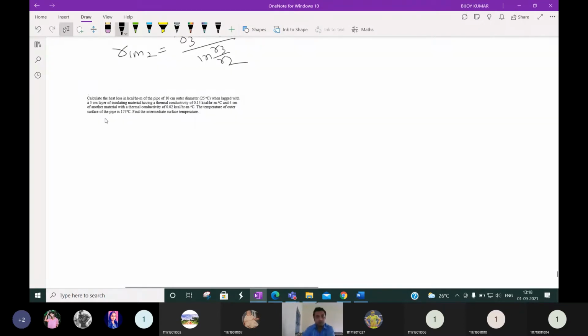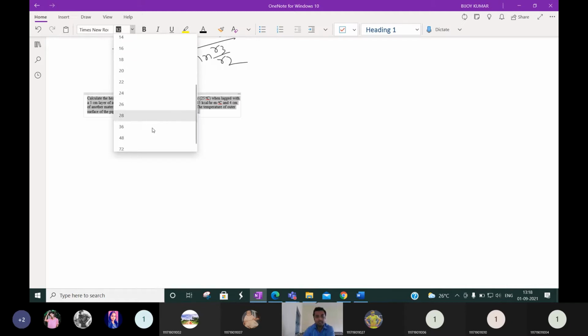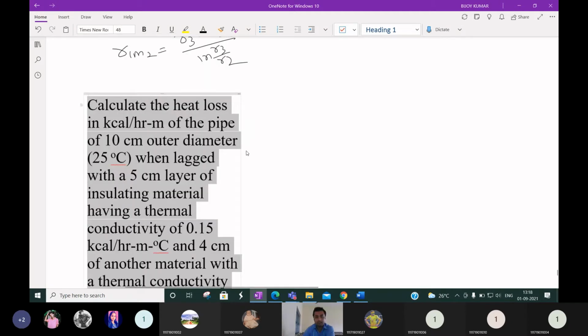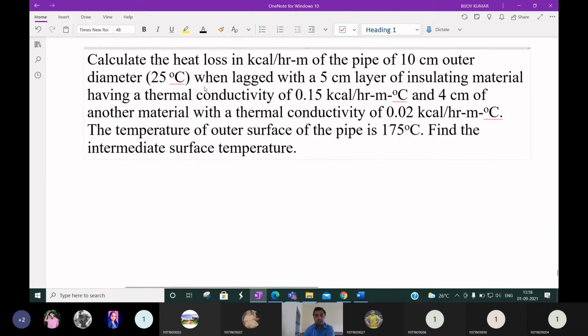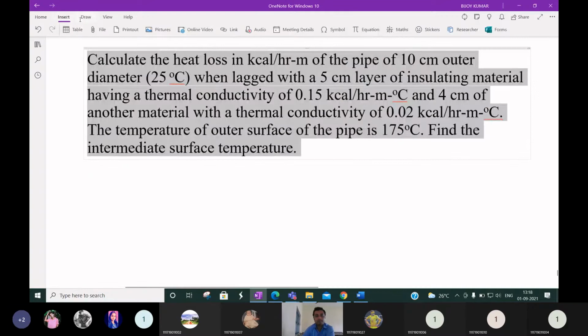Once again I am asking the same question. If any numerical is there, the first thing we have to do is draw the diagram. If you draw the diagram, everything will be visualized for you. So let us draw the diagram.